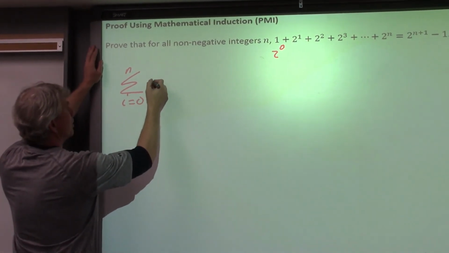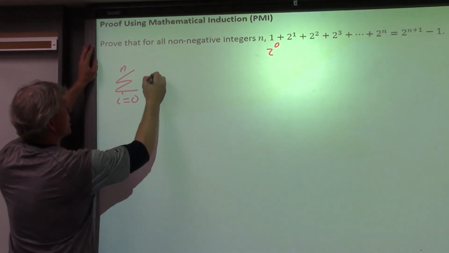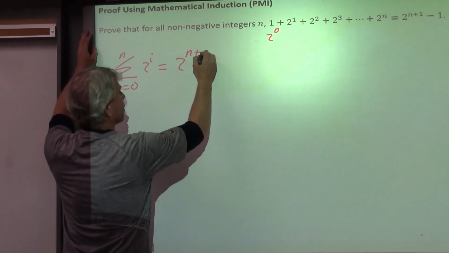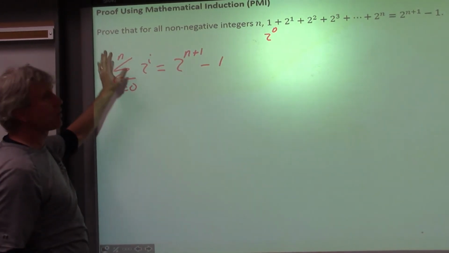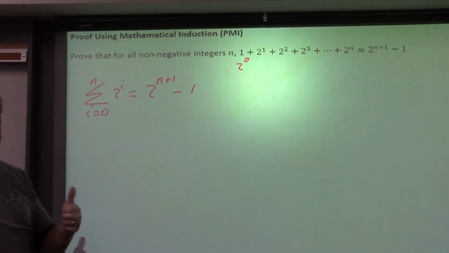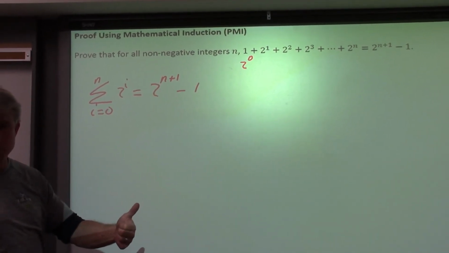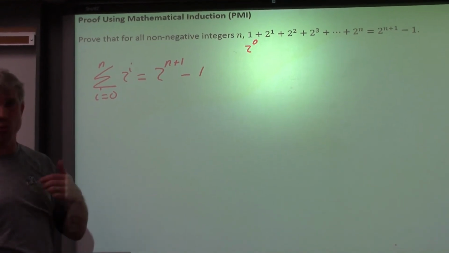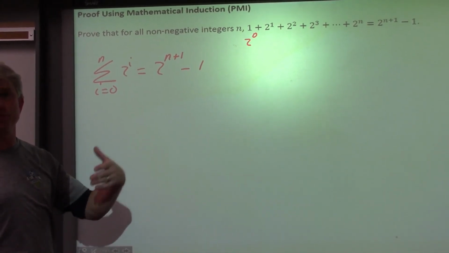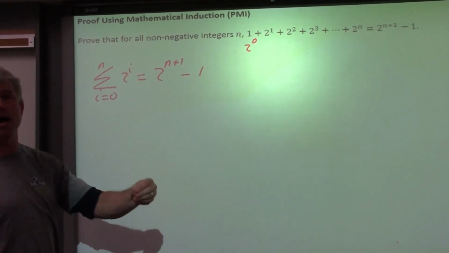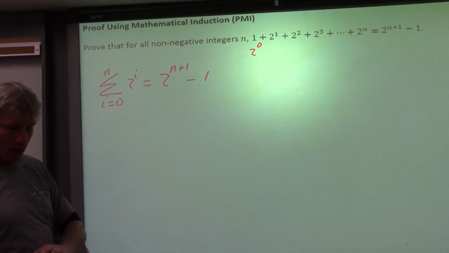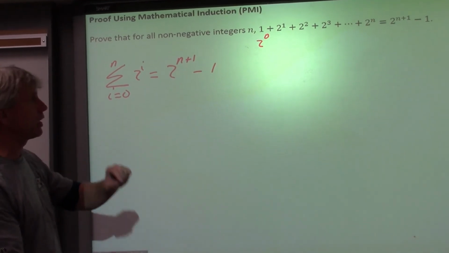Or in other words, we're trying to show that the sum from i equals 0 to n of 2 to the i is given by 2 to the n plus 1 minus 1. We want to show that this formula is correct, that it holds. So step 1 in this case would be to let n equal 0. Step 2 would be to assume that it works for n equal k. And then we would need to demonstrate that it works for n equals k plus 1 using our assumption. You always have to use the step 2 assumption in the process of completing step 3.